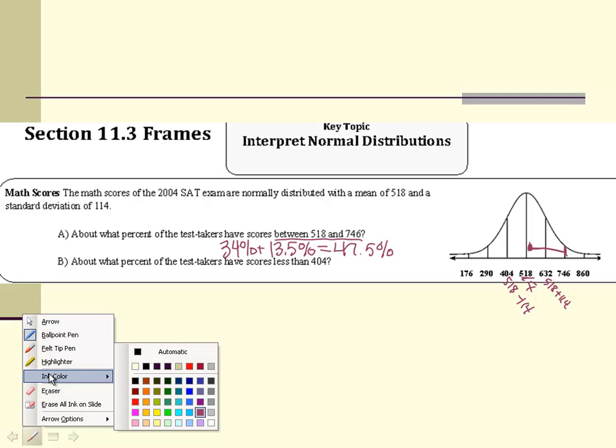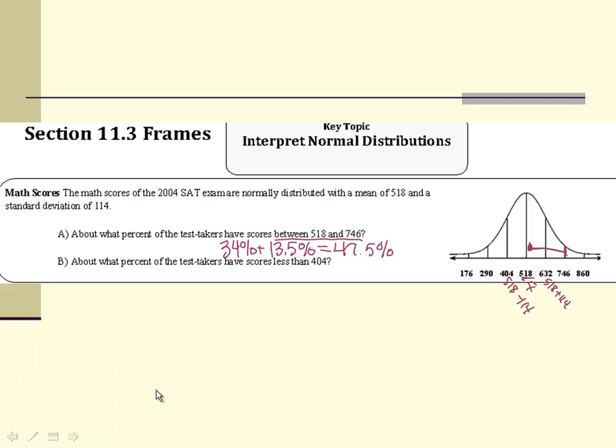For the next problem here, about what percent of the test takers have scores less than 404? So 404 is right here, and we want all of these values less than 404. So if you look at your curve, those three values that we need to add up are 13.5% plus 2.35% plus 1/1500ths%. And if you add those up, you get 16%. Again, you could write that as 1/1600ths. Okay?